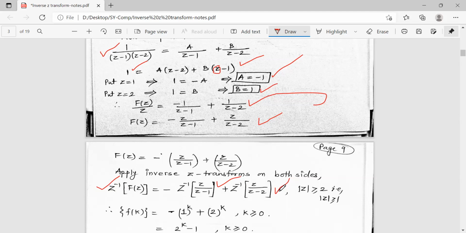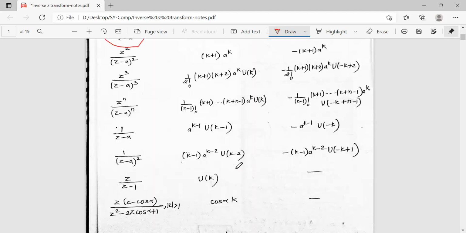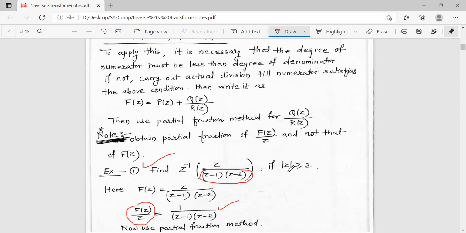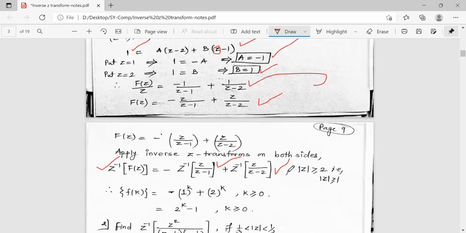You can either put it in the unit step function form or in the a raised to k form. In the formulae list you have written this as a raised to k. Z upon z minus a: the answer is a raised to k for k greater than or equal to 0 and minus a raised to k for k less than 0. The same thing is done here. The inverse transform is minus of 1 raised to k for the first term, and for the second term 2 raised to k, for k greater than or equal to 0, as this is given.